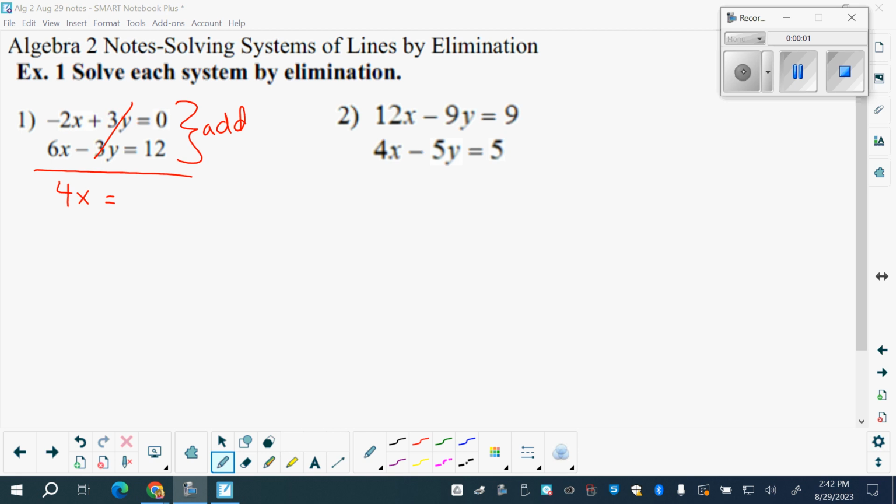And then over here we get 12. So then we want to divide by 4, and x is 3. Are we done?